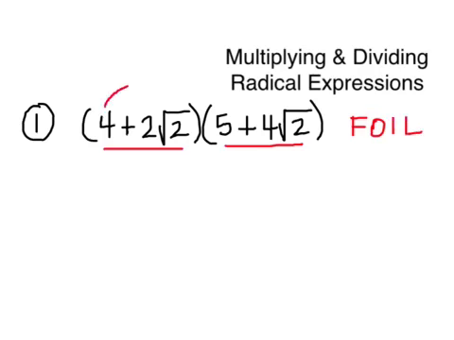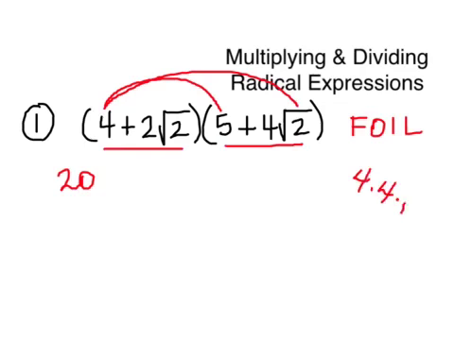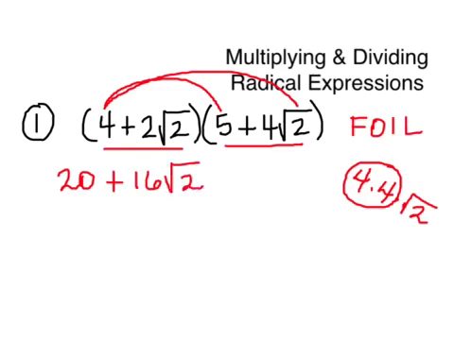It just helps us organize our information. So what you want to do is you want to do first times first, and you get 20. Then you want to do the outside ones times each other, and those two only can be multiplied, if you think about it, off to the side here. That's what's really happening, and so therefore we only can put these guys together. The guy under the square root has to stay there. He can't be mixed with the guys that are outside the square root. So we've got 16 square root of 2.